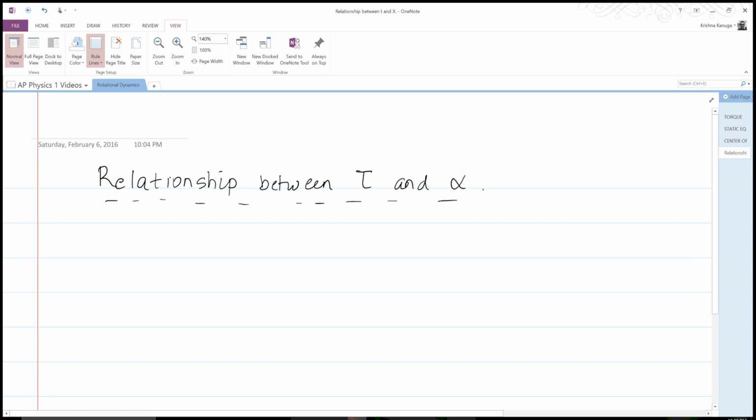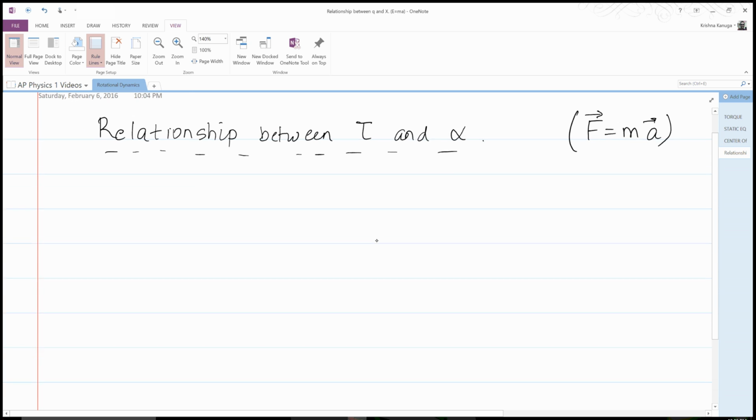Okay, so now that we know what torque is and a few other things, we are ready to look at the relationship between torque and angular acceleration. Here I'd like to remind you that if you remember Newton's second law, we had a simple relationship there between force and acceleration, and F was equal to m times a. So we'll see that there's a similar relationship between torque and angular acceleration. The only difference is that m gets replaced by a different quantity, and we'll look at that.